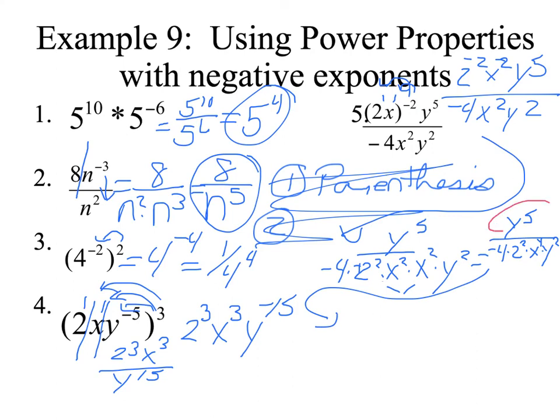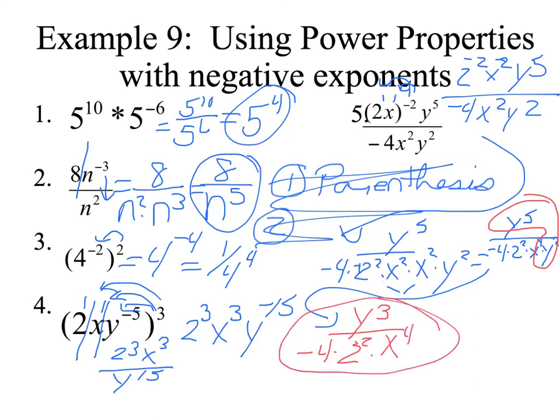Last step, we have the y's. The y's are like terms, but they're being separated right now by division. So instead of dividing exponents, we're going to subtract. 5 minus 2 gives me y to the 3rd in the numerator. The negative 4 is still in the denominator, 2 squared is still in the denominator, and the x to the 4th is still in the denominator. And this becomes your final answer.